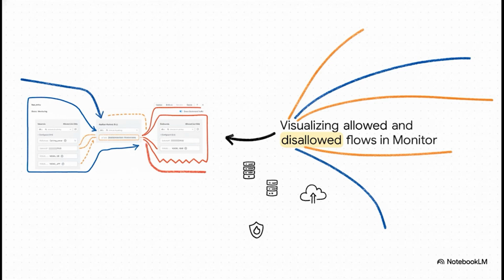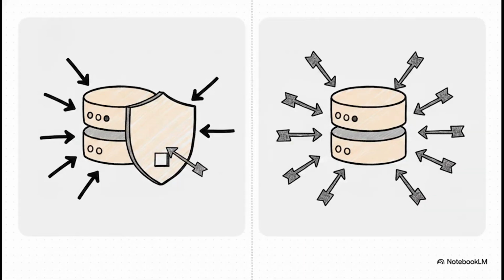And the red lines? Those are disallowed flows. If you were to flip the switch to enforce mode right now, those red lines are exactly what would get blocked. It gives you absolute confidence before you make anything live. But before you do flip that switch, we need to talk about defaults, because they will absolutely test you on this. For an application security policy, the default inbound setting is strictly an allowed list only.